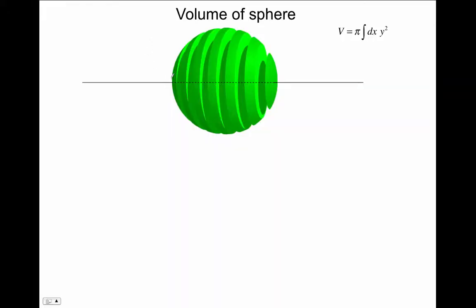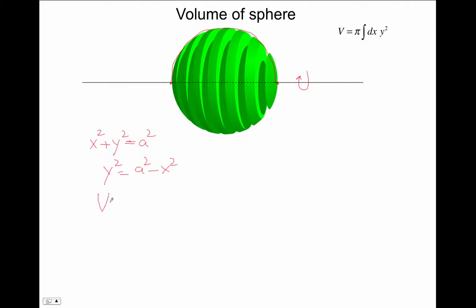Next, let's get the volume of the sphere. As before, we shall take a semicircle, which is over here, and rotate it through 2 pi along the x-axis. We know that the equation of a circle is x squared plus y squared equals the radius squared, and hence y squared is a squared minus x squared.